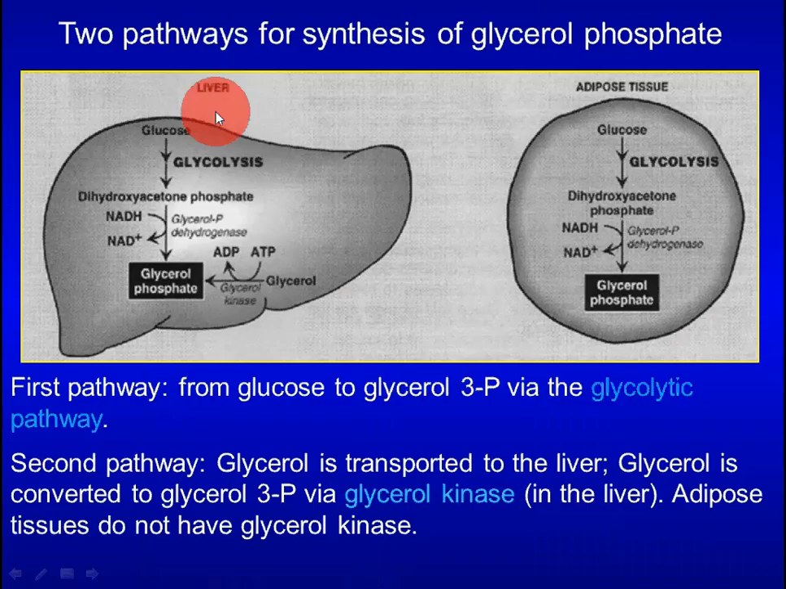In both liver and adipose tissue, glycerol 3-phosphate is mainly derived from dihydroxyacetone phosphate from glycolysis. In the liver, glycerol 3-phosphate can also be made from glycerol by glycerol kinase. This reaction only occurs in the liver.